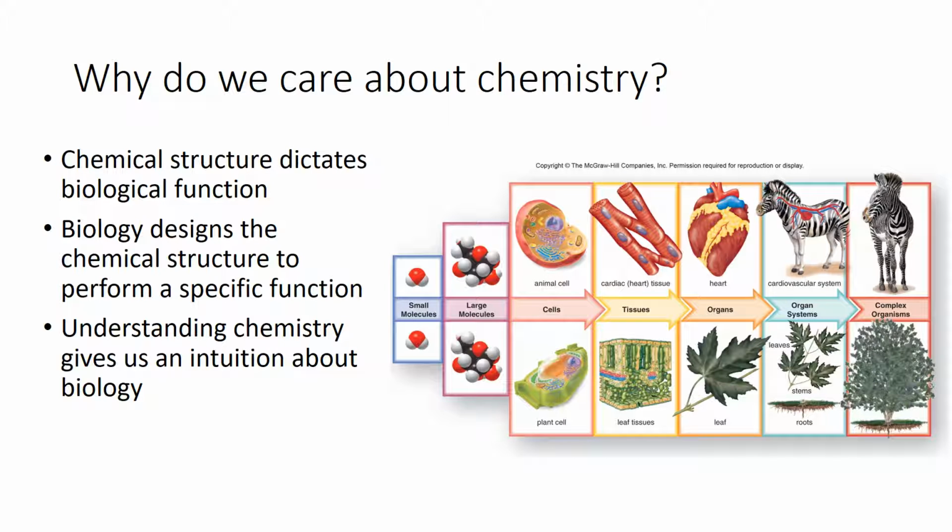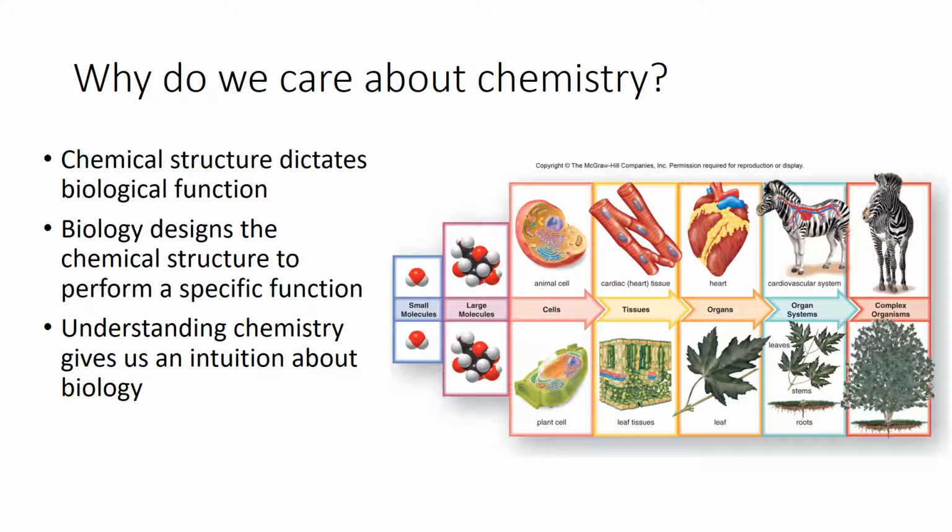So why do we care about chemistry? Like I mentioned before, the chemical structure of different atoms and molecules is going to dictate the larger biological function. So everything in biology really comes back down to the chemistry. And if we have some intuition of how the chemistry works and what things are likely to happen in different scenarios, it's going to help us guess what's going to happen with the biology. So we're going to focus a lot throughout the course on how structure informs function.